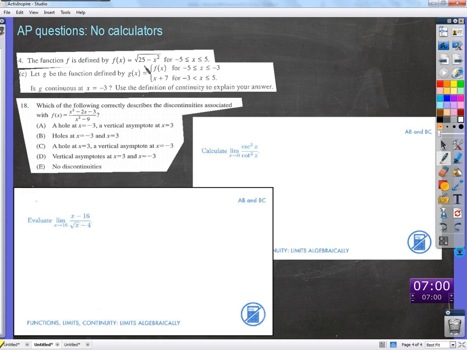Then the limit as x approaches c of, well, we're using g. So the limit as x approaches -3 of g of x exists. Okay, so now I have to go back to at least the informal definition of the limit, in that they approach the same value. So we have to see, do they approach the same value as x approaches -3?